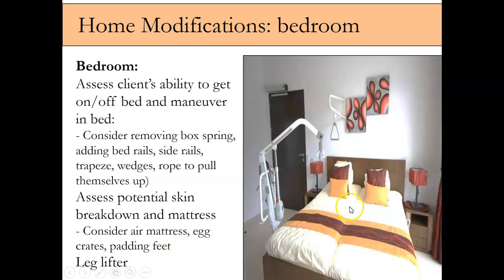Think about skin, different kinds of mattresses, air mattresses, egg crates, padding for their feet. Skin breakdown in bed is a huge deal. Too high, too low. Sometimes you just move the box spring to lower it down. Bed rails, side rails, trapezes, wedges to prop them up. Sometimes just a rope on the bottom of the bed.